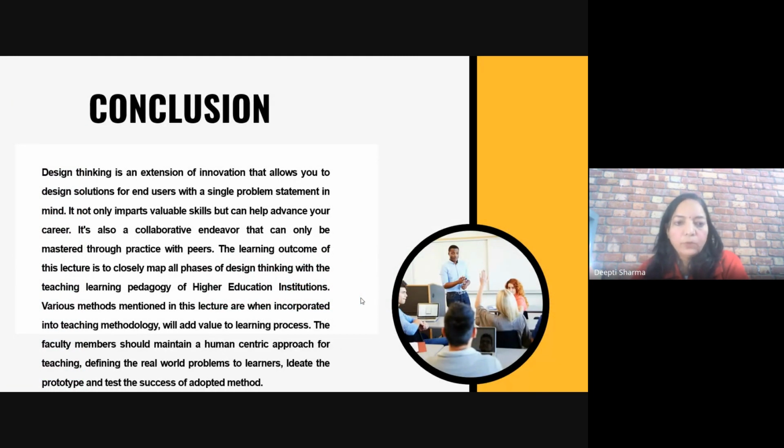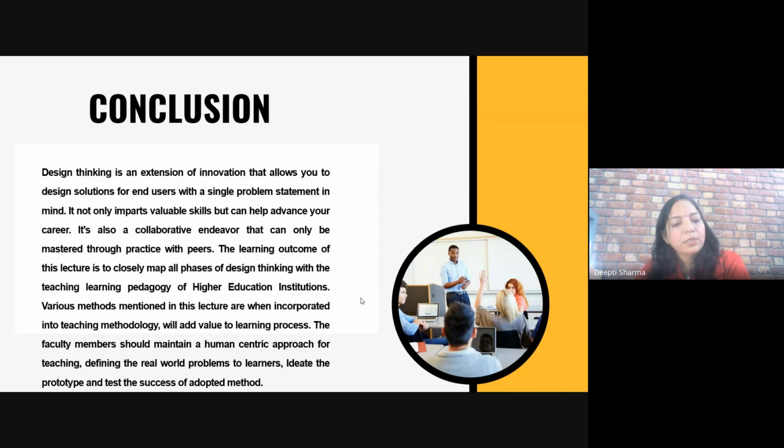And now I'm going to conclude the session. Design thinking is an extension of innovation that allows you to design solutions for the end user with a single problem statement in mind. It not only imparts a valuable skill, but it can also help advance your career. It is also a collaborative endeavor that can only be mastered through practice with peers.